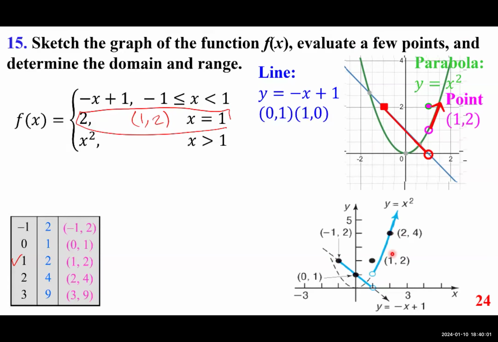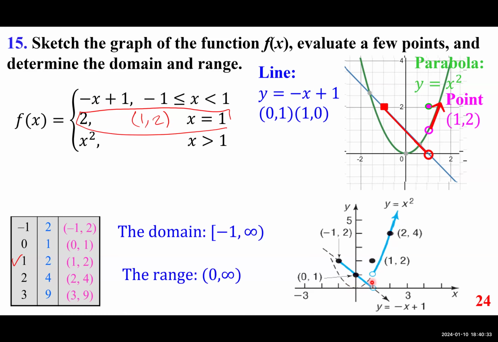Now, what is the domain? I hope you see that from here, -1 all the way to infinity is covered. And -1 has a solid point, so it takes a bracket. The range starts from down here and goes up. Everything from here to here is covered. Now, the only thing is, is 0 covered? Notice this is a hole. So 0 is not covered. Everything from 0 to infinity is covered except the 0. So you put parentheses for both cases.